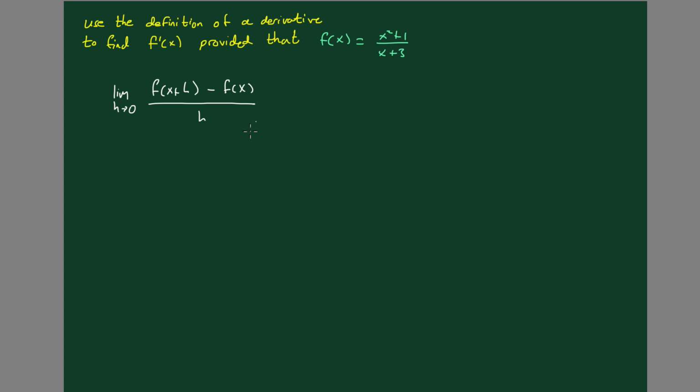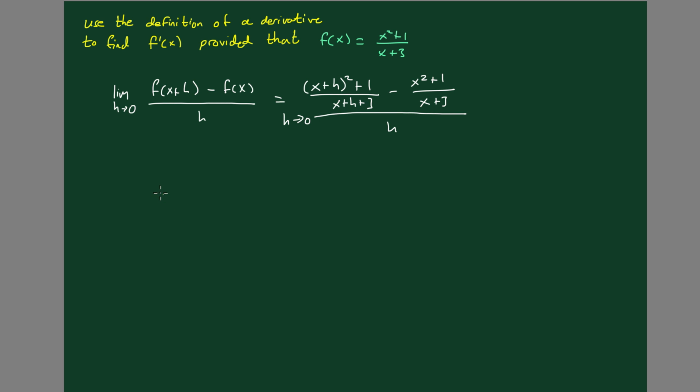Okay, so in this case, our f of x is this function over here. So we can say that our limit is really equal to ((x plus h) squared plus 1) divided by (x plus h plus 3), minus f of x. F of x is here, so we have (x squared plus 1) over (x plus 3), and all of that divided by h, and we're taking the limit as h approaches 0. If we find the common denominator between these two fractions, let's work on the numerator first.